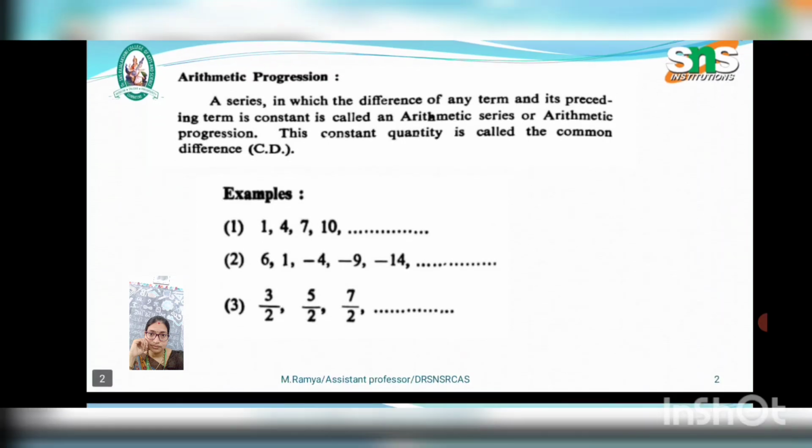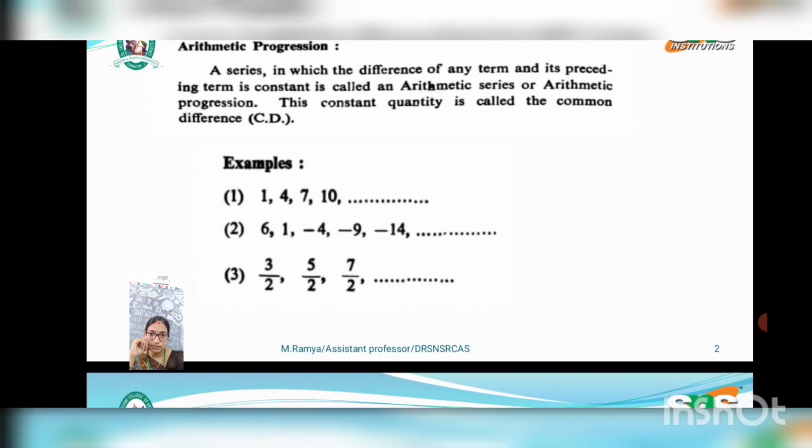How do you find the common difference? Second term minus first term. What is the second term? 4 minus 1, 3. Same, third term minus second term: 7 minus 4, 3. The common difference is the same. That is, the D value is 3.